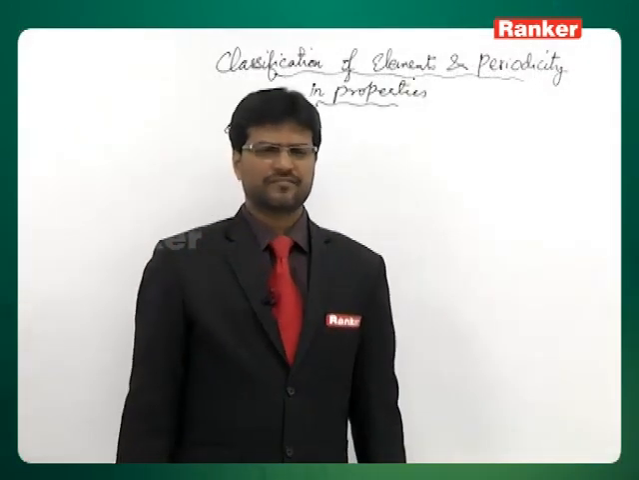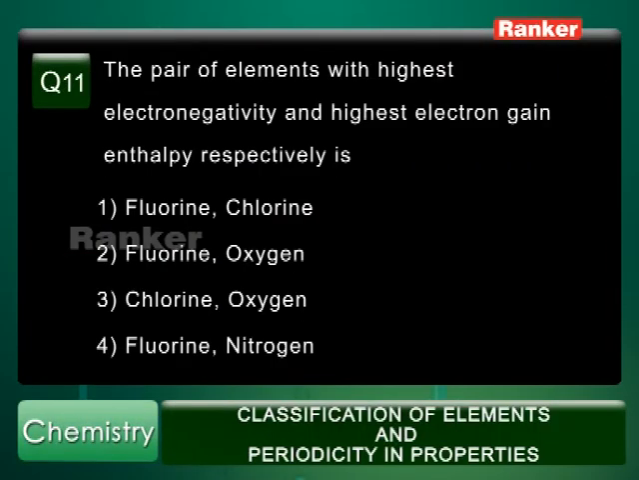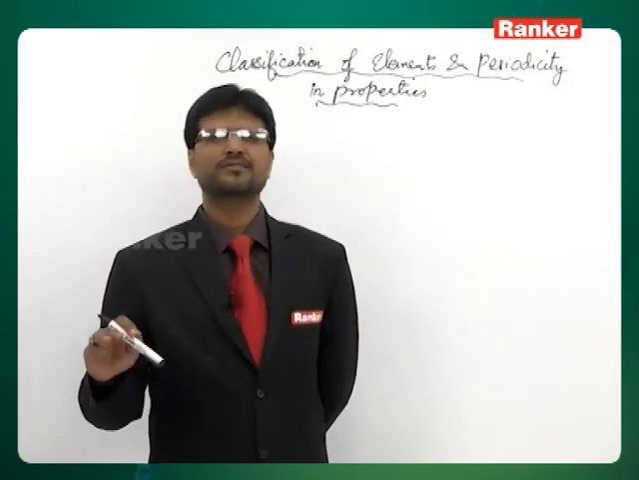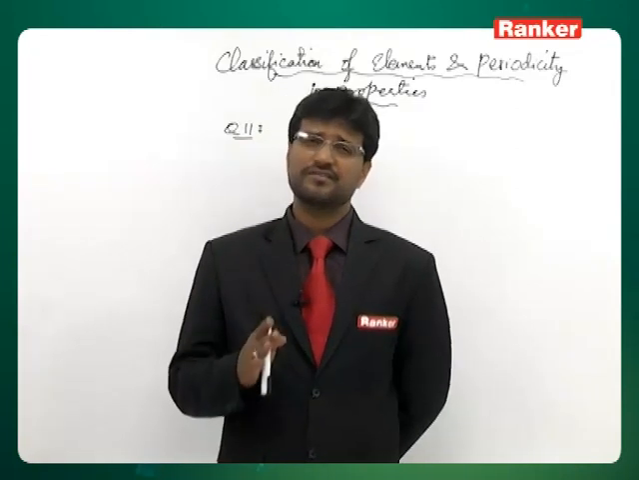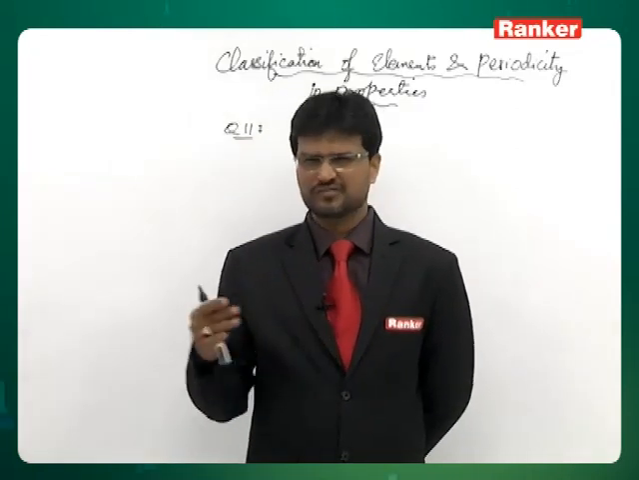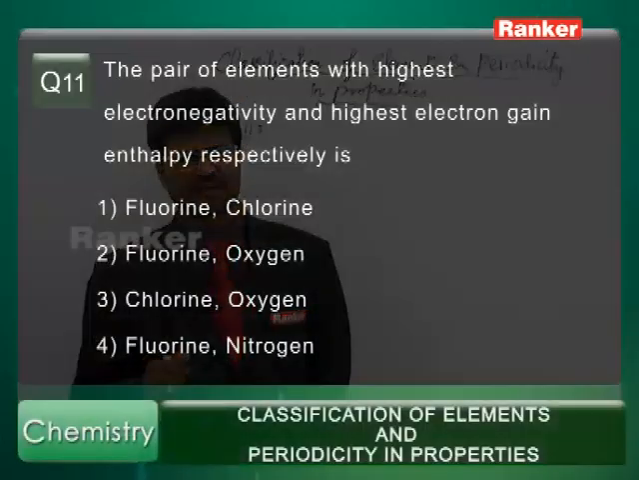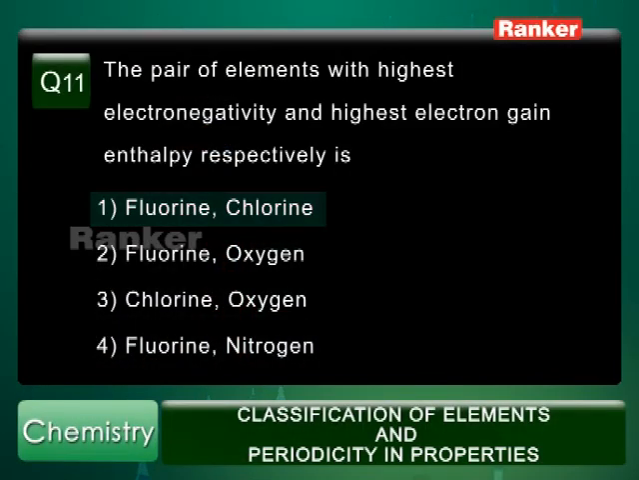Question number 11. The pair of elements with highest electronegativity and highest electron gain enthalpy respectively is: first option fluorine, chlorine; second option fluorine, oxygen; third option chlorine, oxygen; and fourth option fluorine, nitrogen. Actually, the correct answer is first option. Fluorine is the element which has highest electronegativity among all the elements in the periodic table, and it is chlorine which has highest electron gain enthalpy, which is also called electron affinity. So the correct answer is first option, fluorine with highest electronegativity, and chlorine with highest electron gain enthalpy.